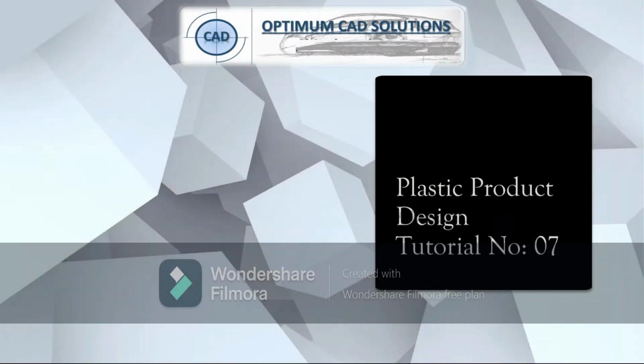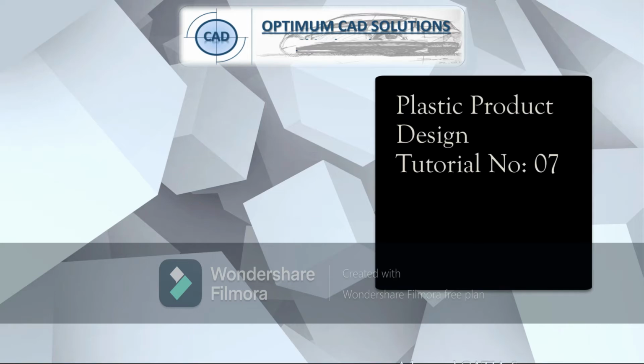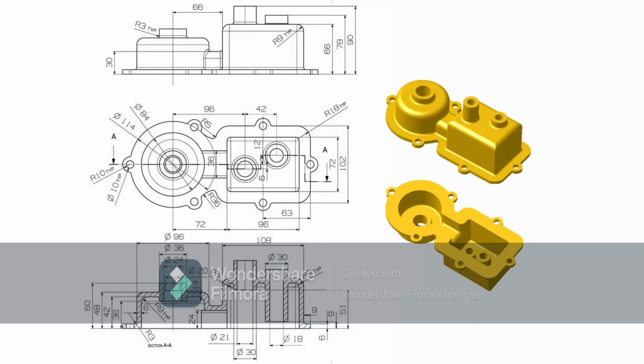I'm Pankaj Ratnaparki. Once again, we'll start the discussion on plastic product design. We'll take tutorial number 7 in advanced CATIA and Boolean operation. So here is our today's task. We have to convert 2D into 3D.